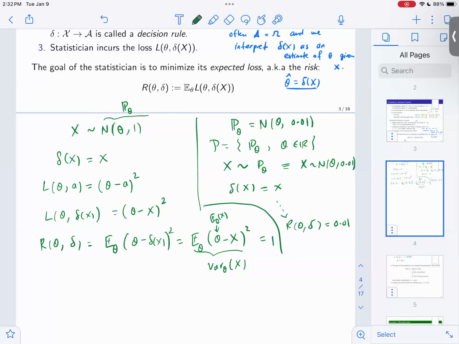Another way of seeing this: under this model, I can write X as theta plus Z, where Z is normal 0, 1. So this model and this model are equivalent. If you go back to review the properties of the normal distribution, this model is the same as that. Then this would be just the expectation under theta of Z squared, but that doesn't have theta in it. It's just 1.